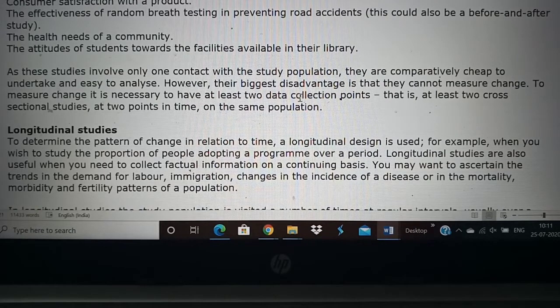So the minimum number of times you have to collect data on the same population is twice in a research. If you do 2 data collections on the same population at different times, then that becomes a longitudinal study. At different points of time you are doing the study on the same population. But in a cross-sectional study, you do research on a sample population at only one particular time. So there is an advantage here that it is less expensive, but the disadvantage is you cannot measure the change in that population. That is the advantage and disadvantage of a cross-sectional study.